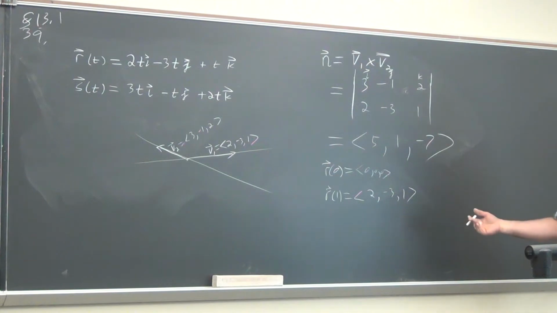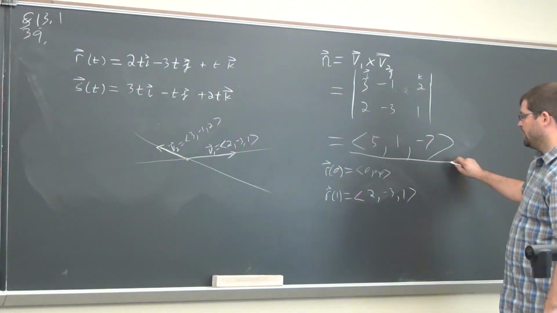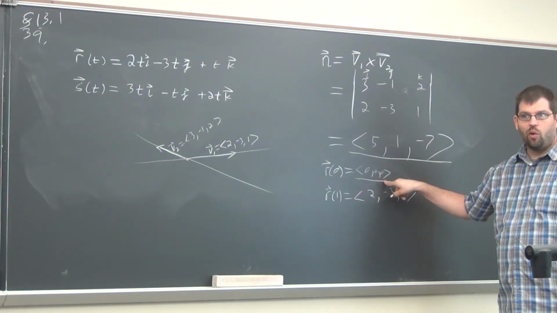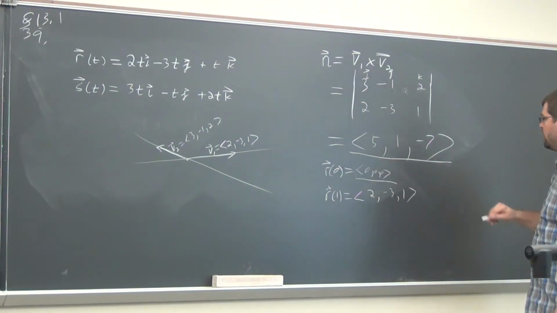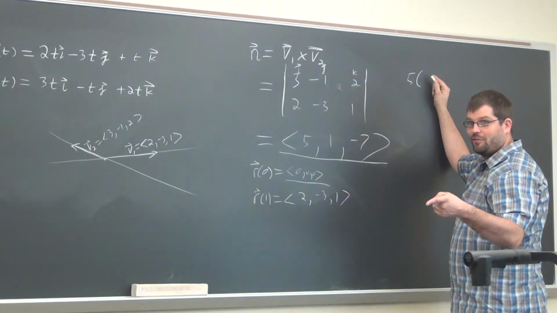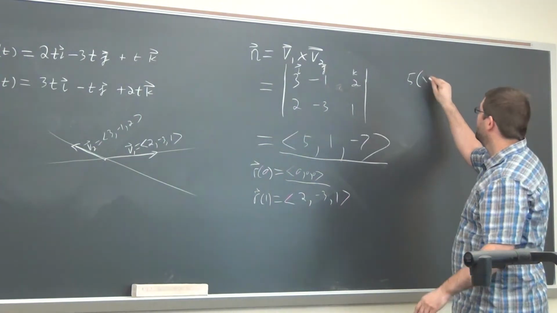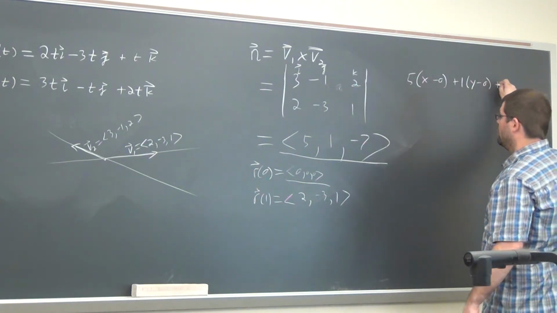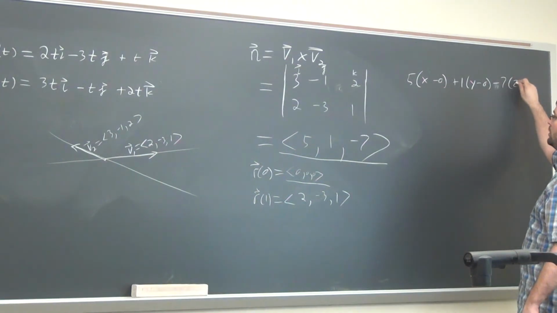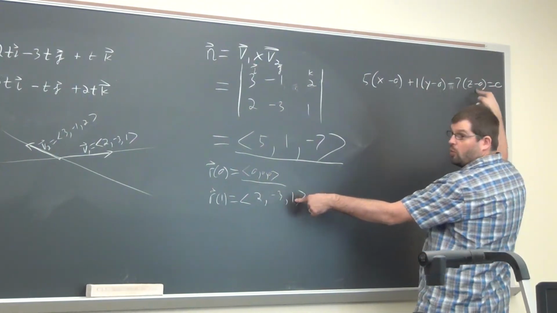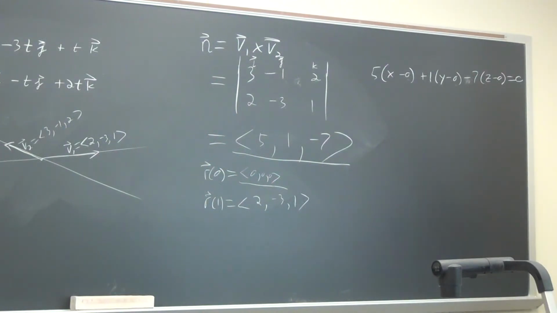And then you're just doing the equation of the plane, normal to this, and through this. It's written as a vector here, but we think of it as the corresponding point, right? So what's that plane look like? 5 times x minus 0 plus 1 times y minus 0 minus 7 times z minus 0 equals 0, or you could have replaced the zeros with 2, -3, 1, right? Or any other point. And all of them are perfectly acceptable answers.